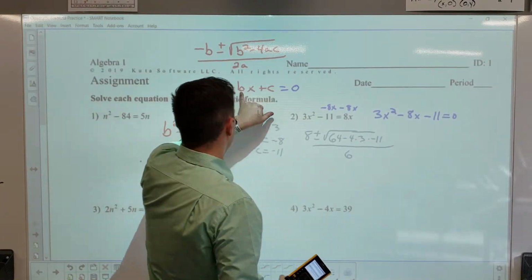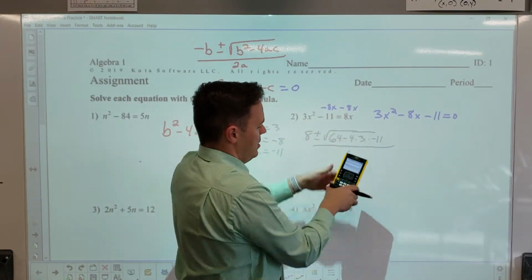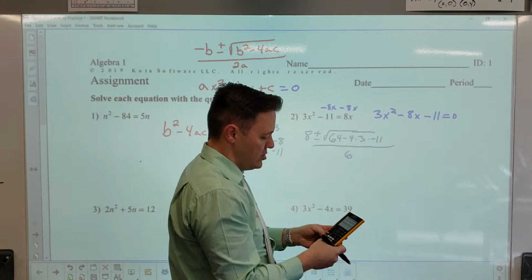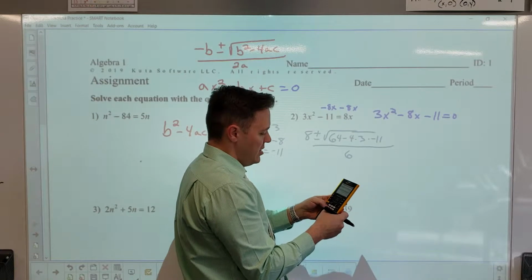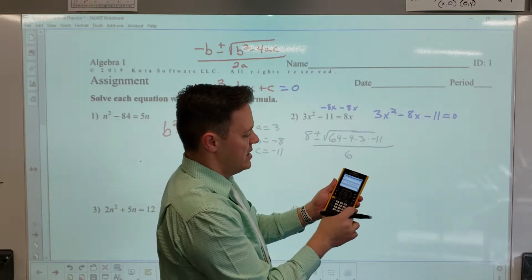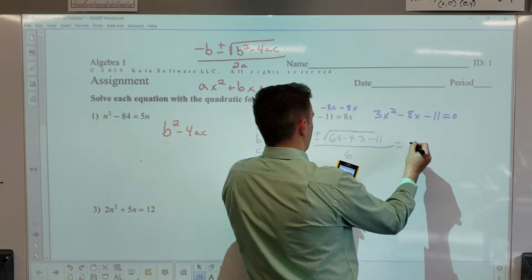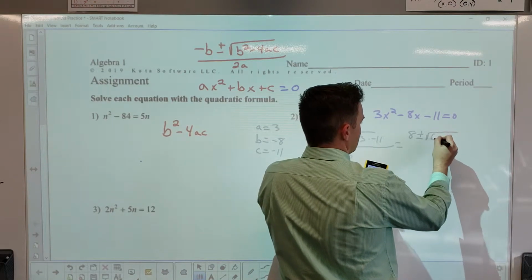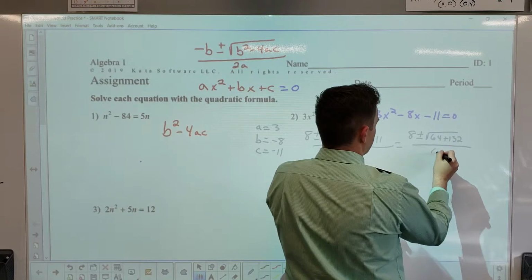We're going to focus on the 4ac next. So 4ac is a negative 4. If you want, type in negative 4 times 3, and then you can also go times negative 11. You can do it as a big sequence like this, hit enter, and I get 132. It's a positive number. So this turns into 8 plus or minus the square root of 64 plus 132, all over 6.